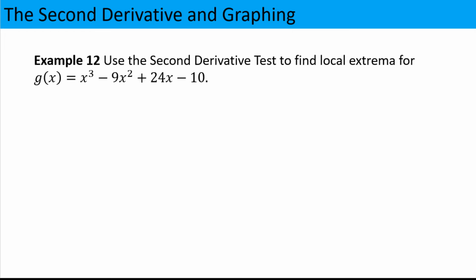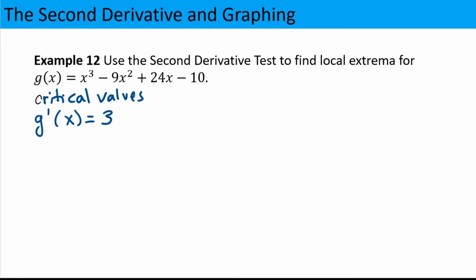Example, use the second derivative test to find local extrema for g of x equals x cubed minus 9x squared plus 24x minus 10. To find relative or local extrema, we need critical values. So let's first find critical values. Critical values are where the first derivative equals 0 or is undefined. Since g of x is a polynomial, it is everywhere defined. Let's proceed to find the first derivative.